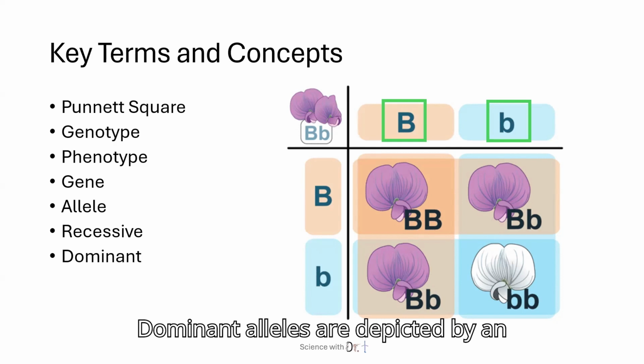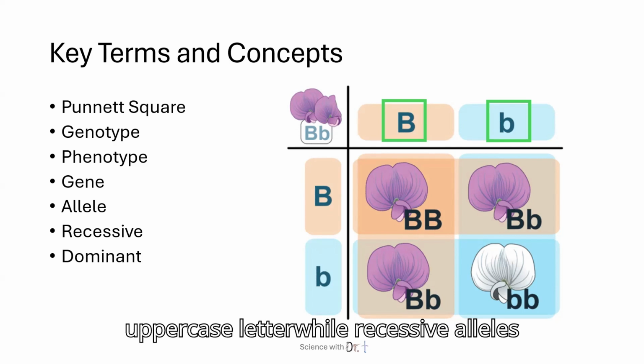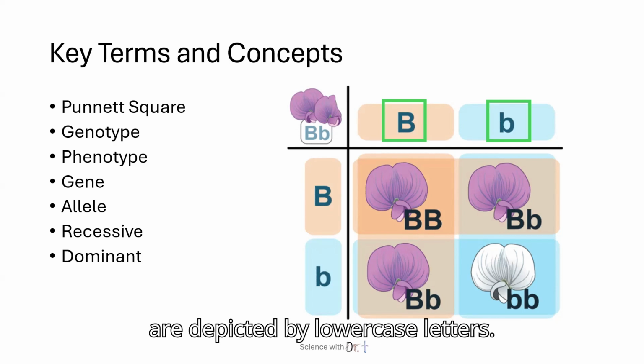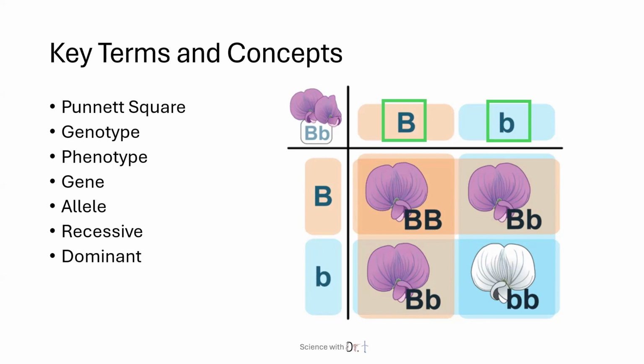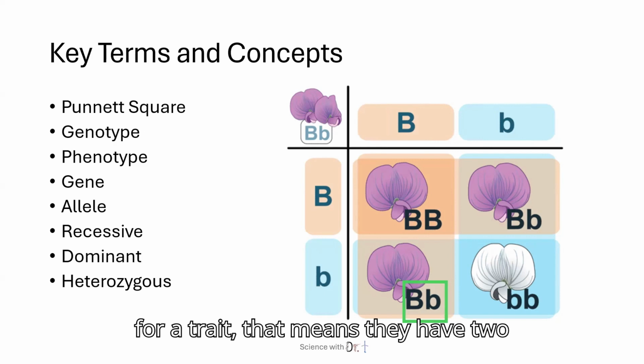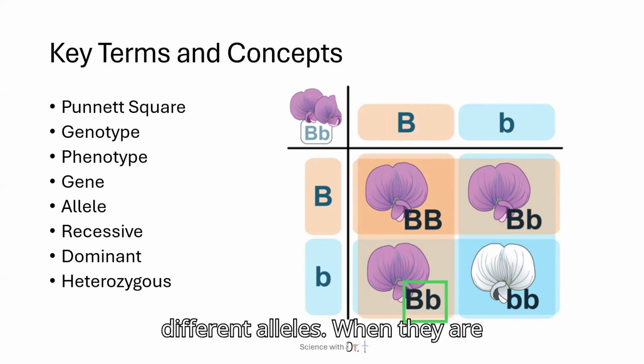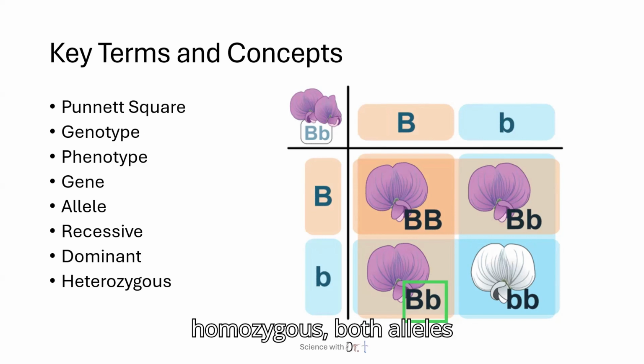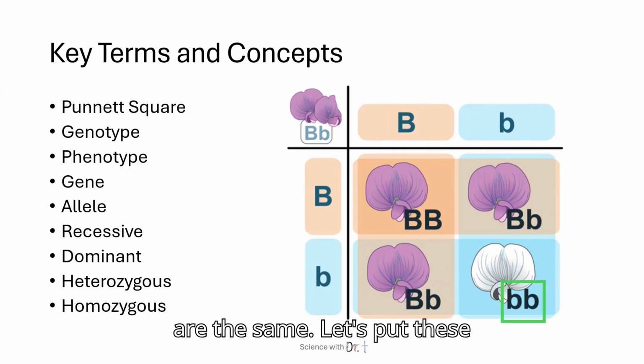Dominant alleles are depicted by an uppercase letter, while recessive alleles are depicted by lowercase letters. When a person is heterozygous for a trait, that means they have two different alleles. When they are homozygous, both alleles are the same. Let's put these concepts into practice.